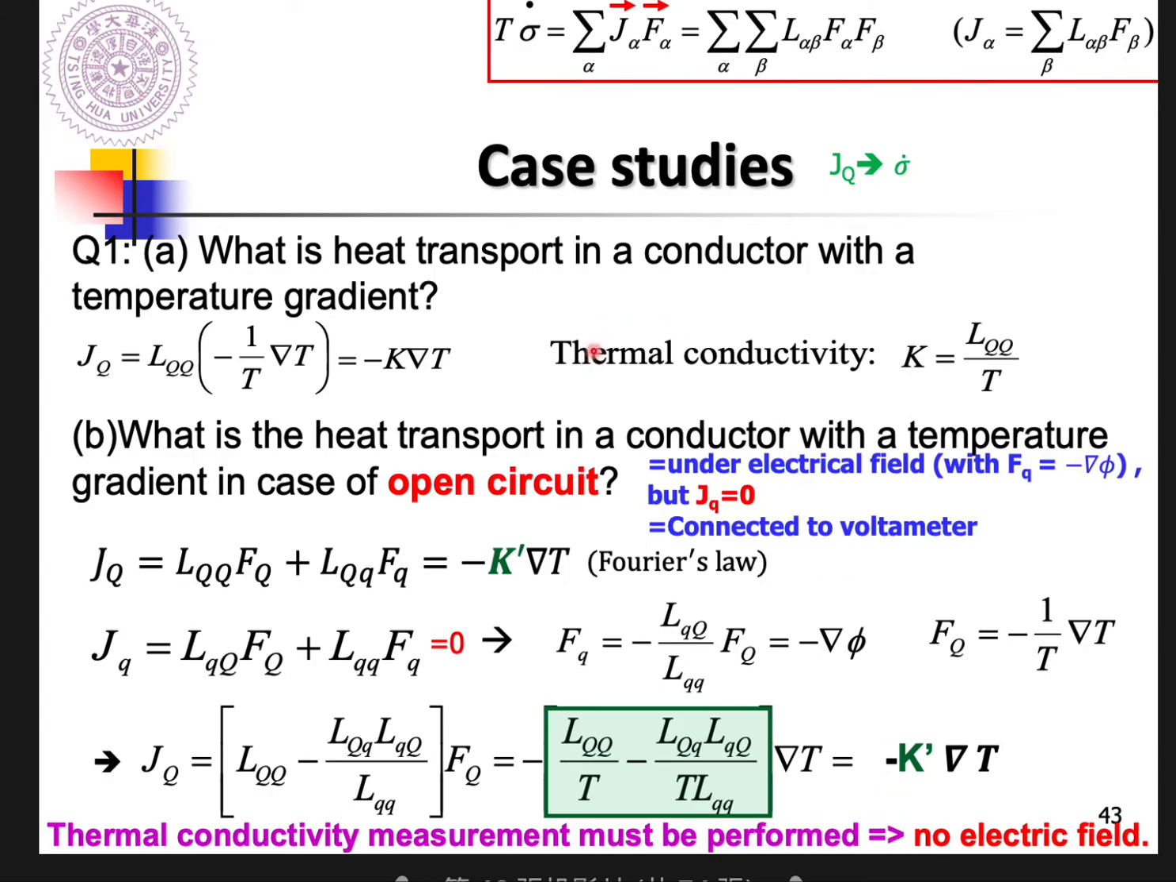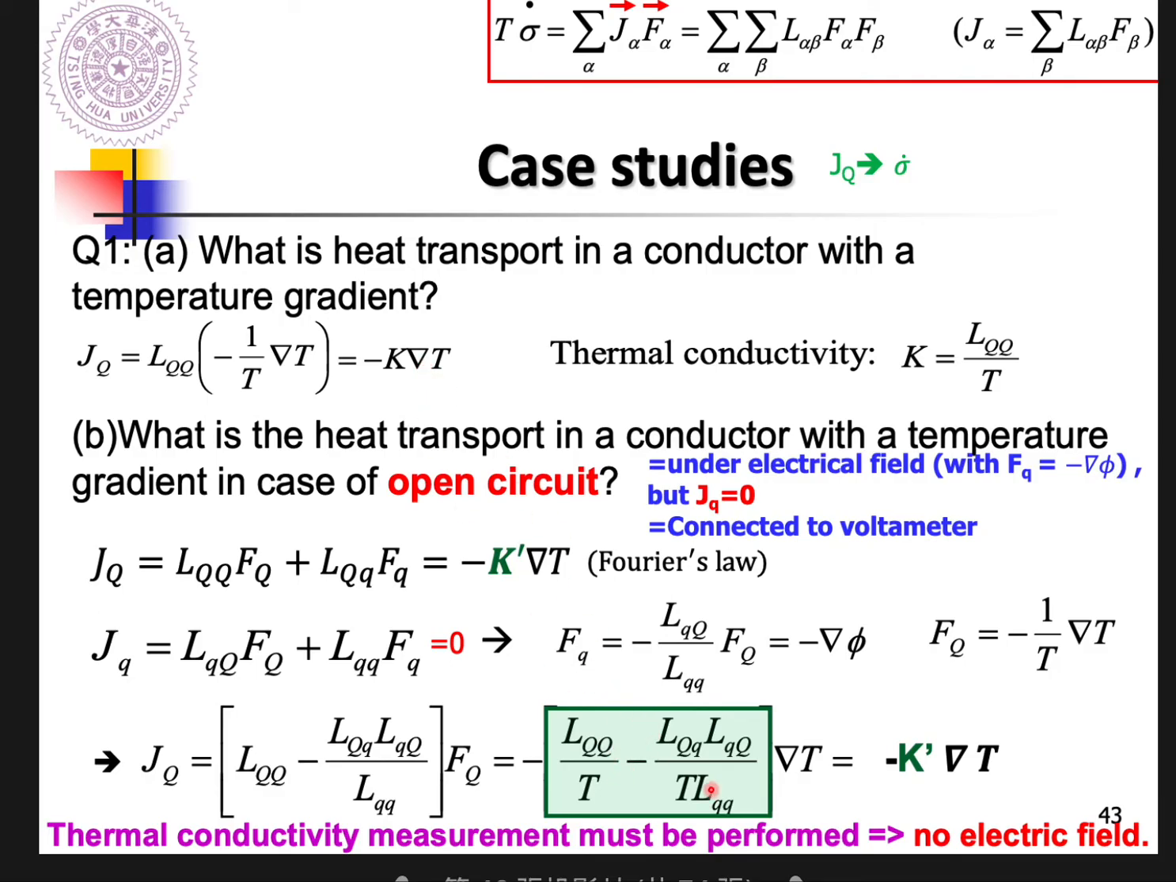And sometimes the question will ask more, for example, what's the entropy production rate for this case? This case has only one driving force. What's the entropy production rate per volume? You just multiply J capital Q times F capital Q, and divide by T. This is the entropy production rate per volume for this system.